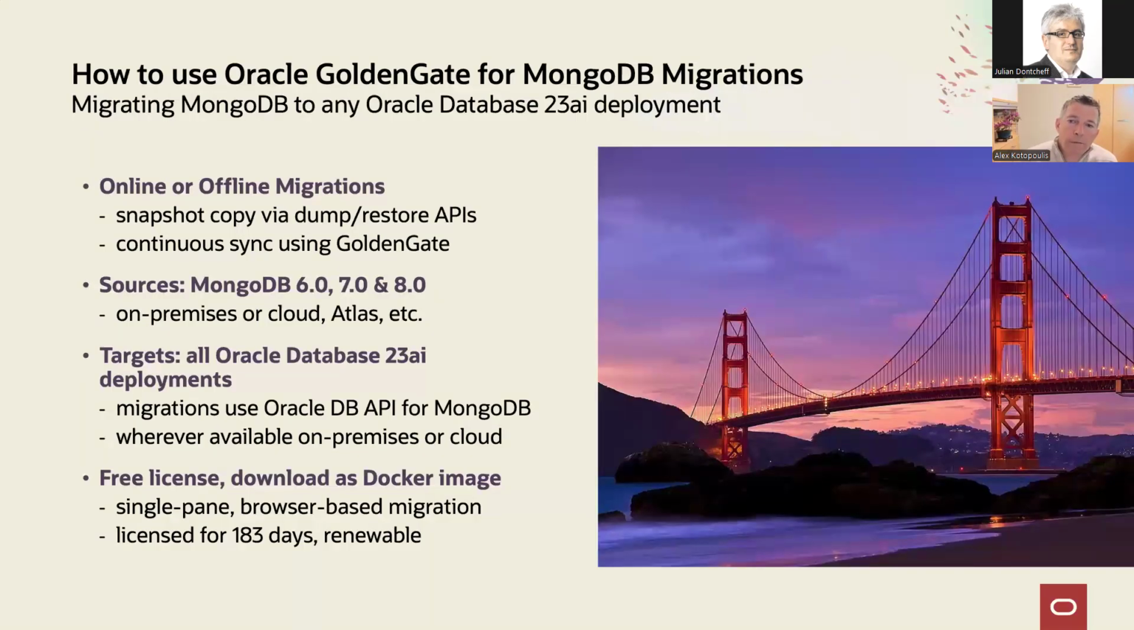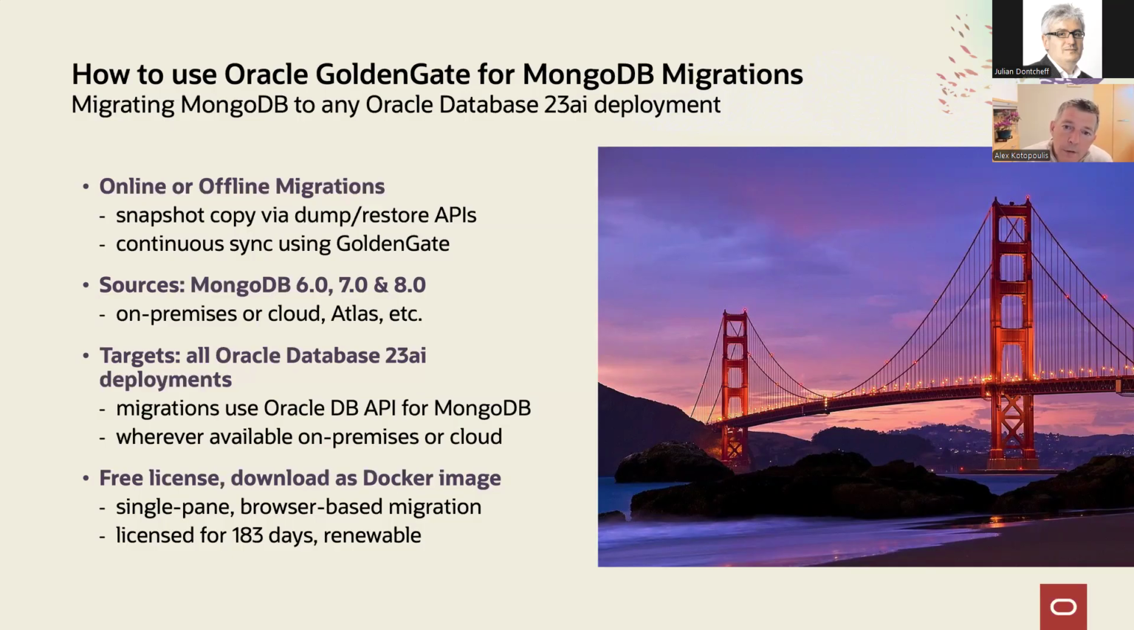We support both online and offline migrations, and more about this later. We support all the databases that MongoDB itself supports, so that are still within their support range. We support as a target Oracle Database 23 AI in all its deployment forms, which might be autonomous databases, which might be Exadata, which might be a base database in OCI. So these different capabilities, for example, also the multi-cloud installations in different clouds than OCI. So all of these are targets that we support.